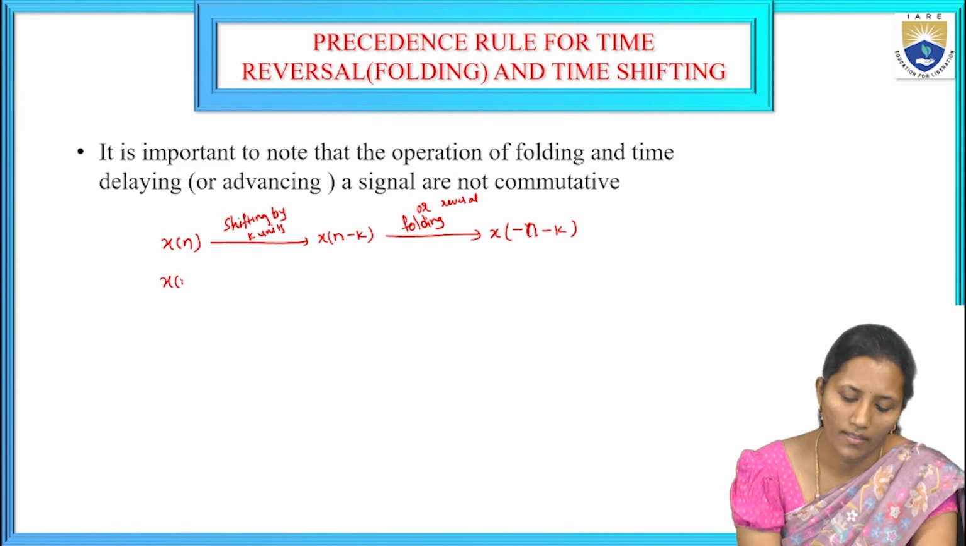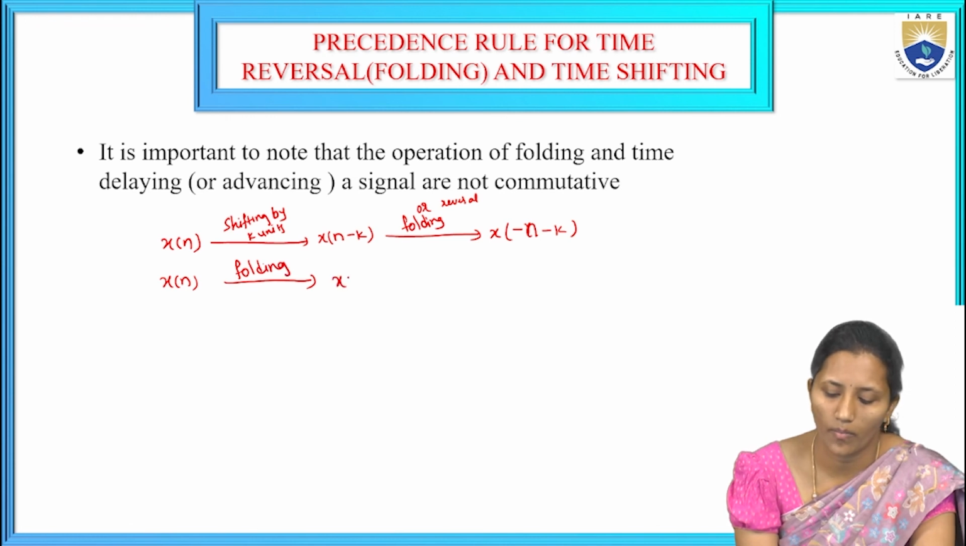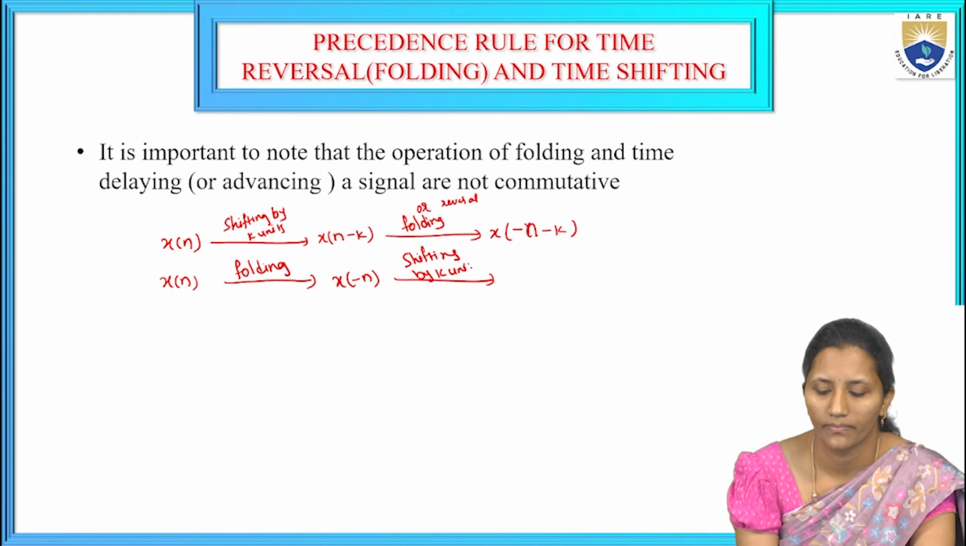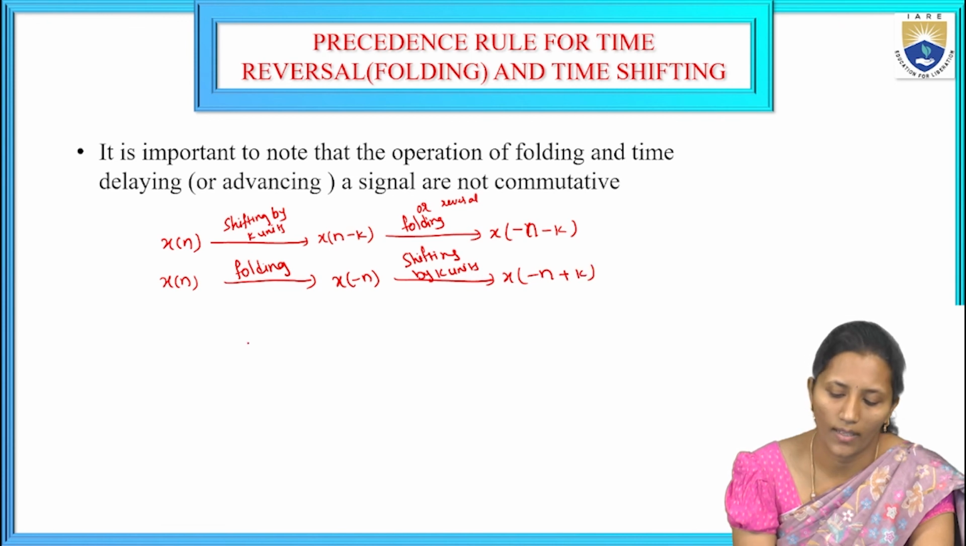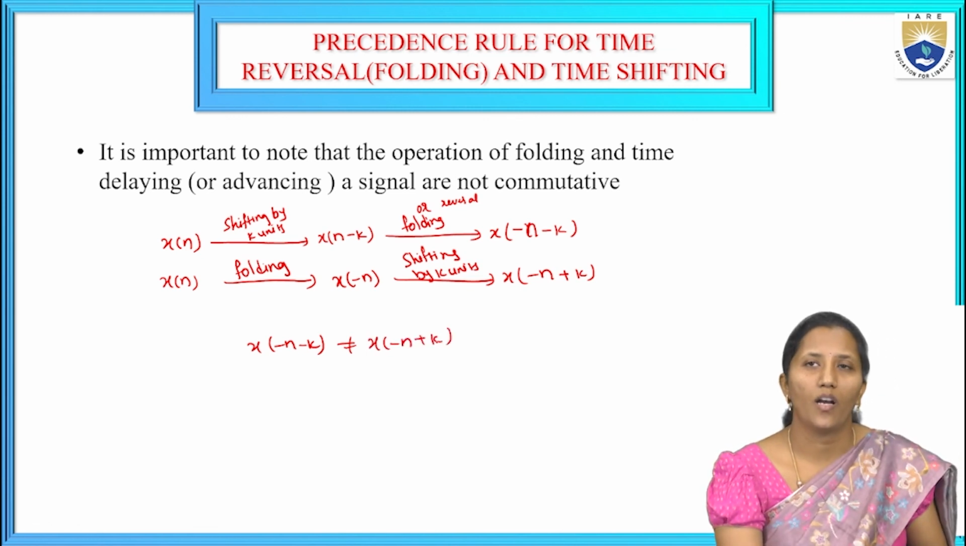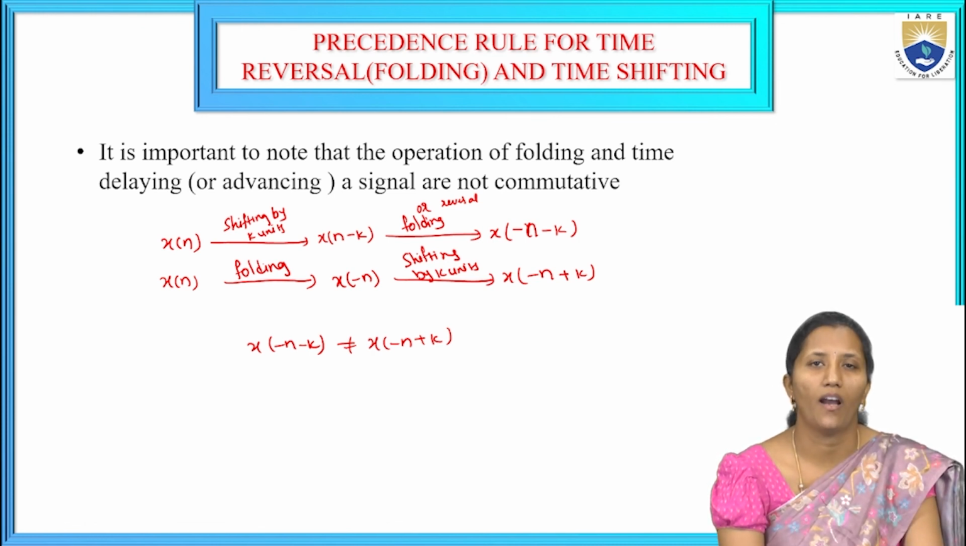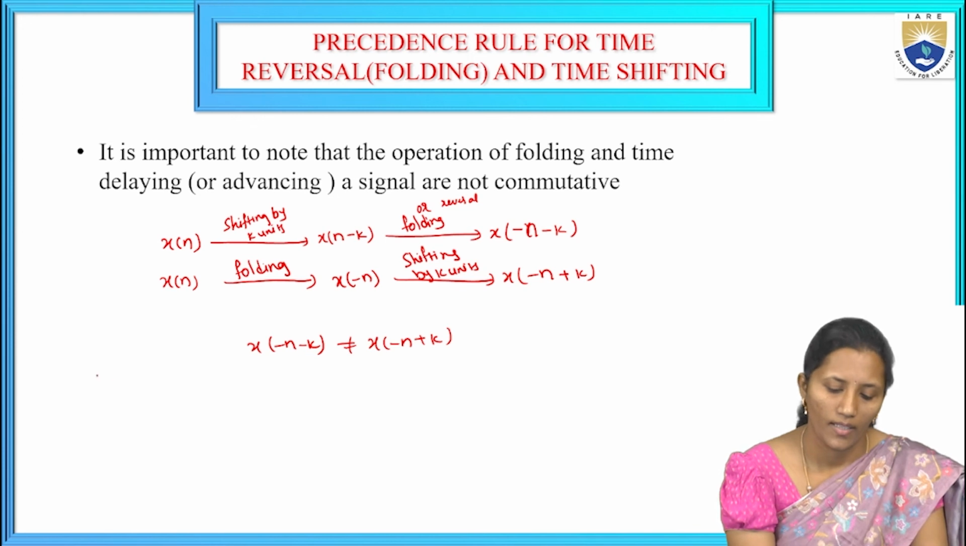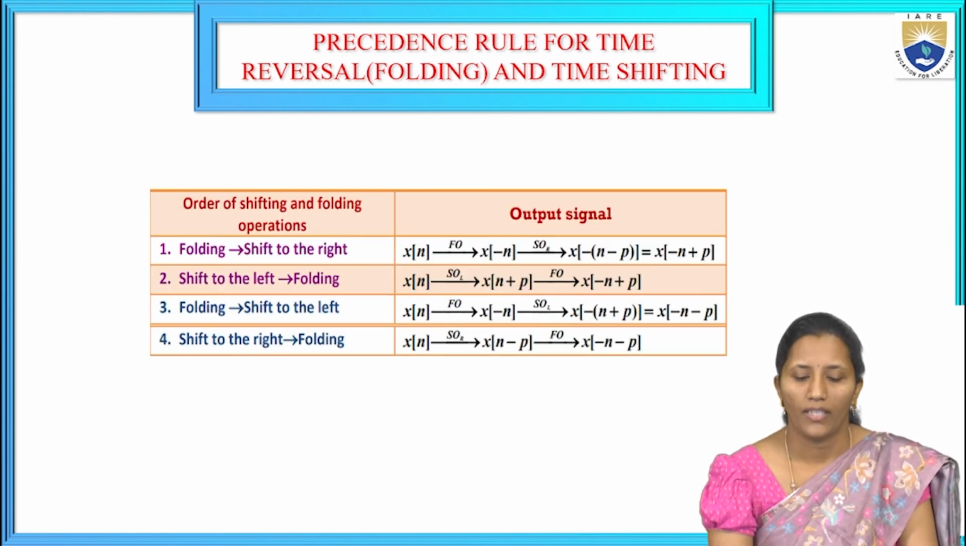For example, x of n, first I want to fold the signal, the folding operation. Then this is denoted by x of minus n. Then shifting by k units, it will be denoted as x of minus n plus k. Both are not equal. So x of minus n minus k is not equal to x of minus n plus k. So it is important to note that the operations of folding and time delaying of a signal are not commutative. So these are the preceding rules for the time reversal and time shifting here.